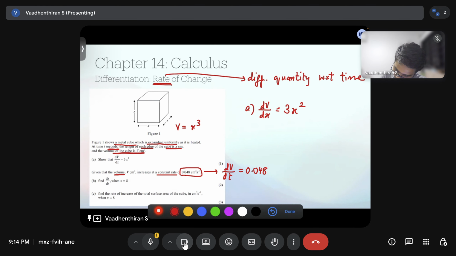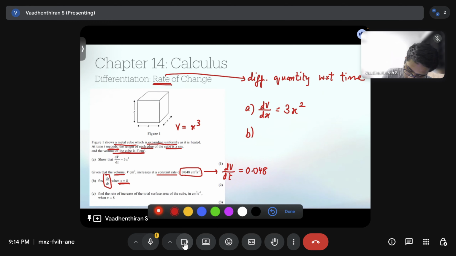So they're asking you to find dx over dt when x is equal to 8. You might be wondering here, we have dV over dx and dV over dt, but we don't have dx over dt as an equation here, and they're asking you to find it when x is equal to 8. So how do you do it? First, you need to derive dx over dt.